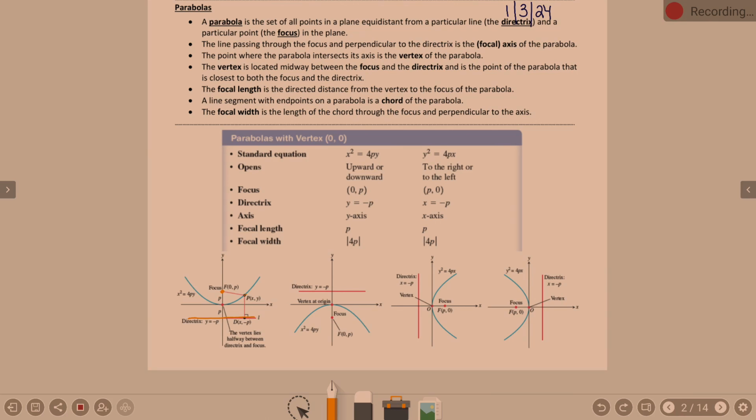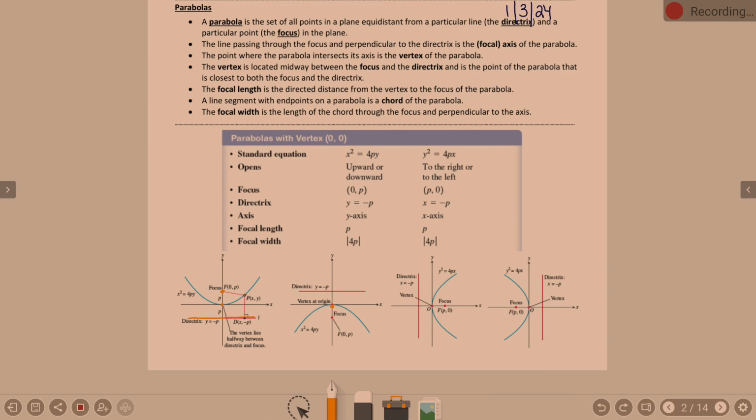The point where the parabola intersects its axis is the vertex of the parabola. You guys already know the vertex. That's the vertex that you are used to knowing. The vertex is located midway between the focus and the directrix and is the point of the parabola that is closest to both the focus and the directrix. So the vertex is in the middle of the focus and the directrix. And in fact, you'll notice here it's labeled P and P, showing that those two distances are the same.